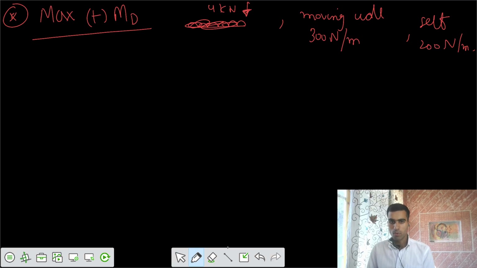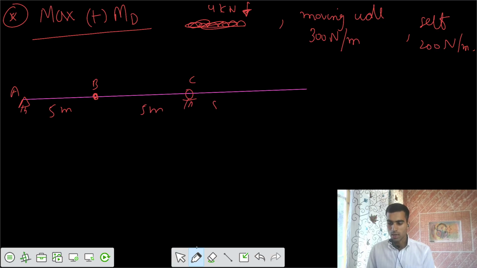Then the beam looks like this. You have support A, then after that 5 meter, after that we have a hinge at B, after that we have 5 meter, after that one more support at C, after that 5 meter, after that 10 meter. So we have some section at D. This is your section at D, and this is your E. We need to calculate the maximum positive bending moment at D.